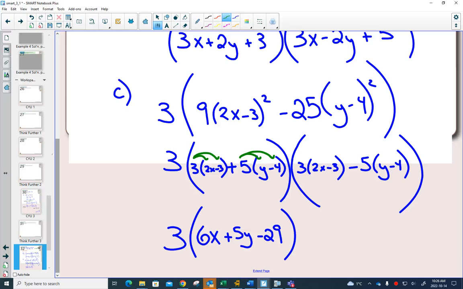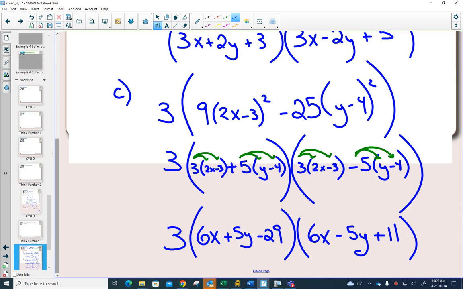In the second one, again, I would think about this, and I would say, I can see that I have a 6x. I can see that I'm going to have a minus 5y. I'm going to have a minus 9 plus 20 to give me plus 11. Whew.